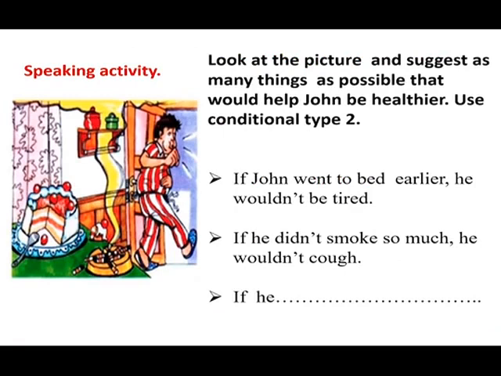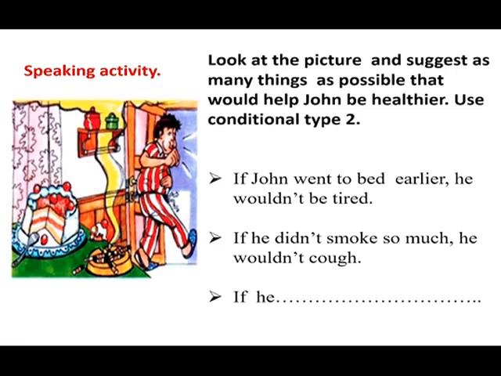Okay, now it's time for speaking. It's your time for the production stage. So I'd like you to look at this picture and suggest as many things as possible that would help John be healthier. And you are going to use conditional type 2.